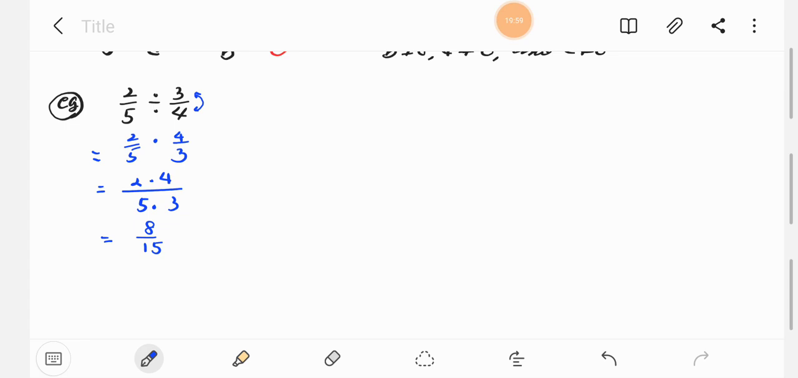So this is really important. Whenever you have a division, then make it a product multiplied by the reciprocal. So make a reciprocal of only this one, 3/4, the divisor.